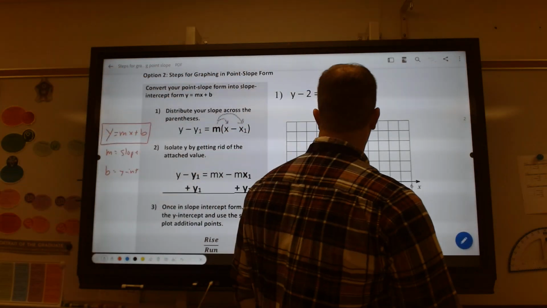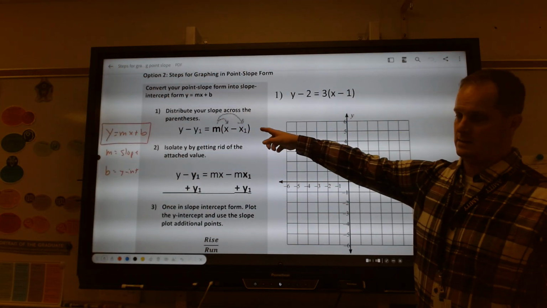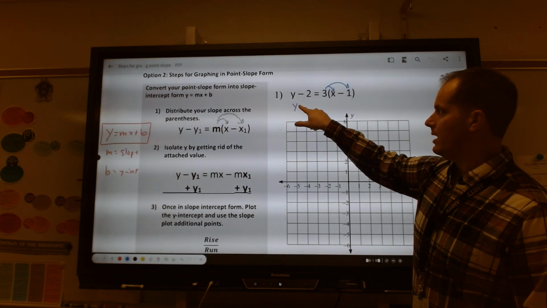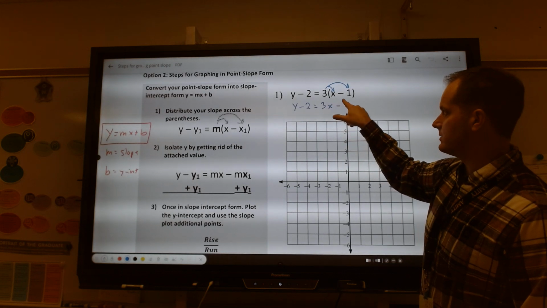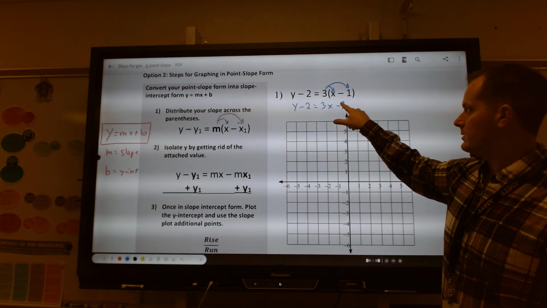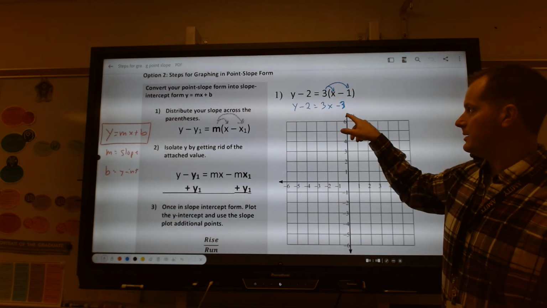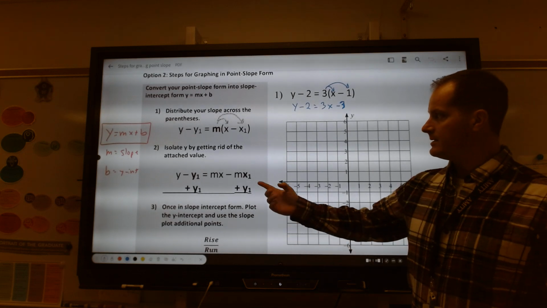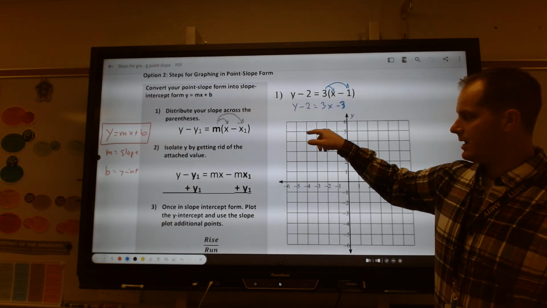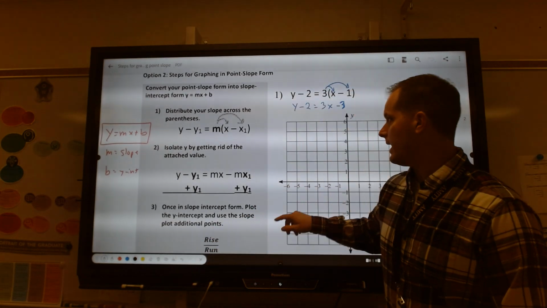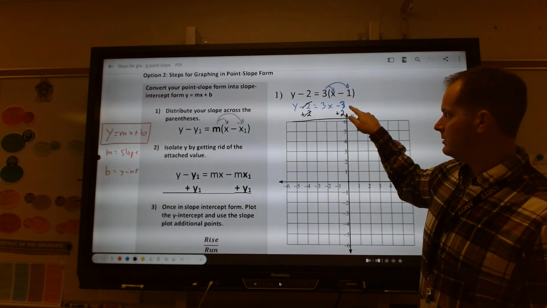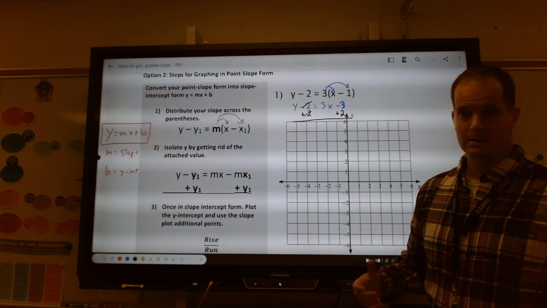The very first thing you want to do is distribute, and you'll see that here. So step one is to distribute your slope. So you're going to get y minus 2 is equal to 3x minus 1. Don't forget to distribute the quantity: 3 times x and 3 times that negative 1. The second step says isolate y by getting rid of the attached value. What's attached to y is that minus 2, and we're going to add 2 to both sides of our equation. Remember, when you add 2, the 2 must go with that constant quantity because they are like terms.